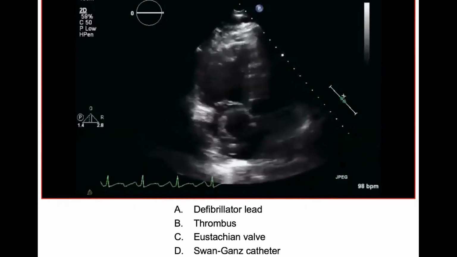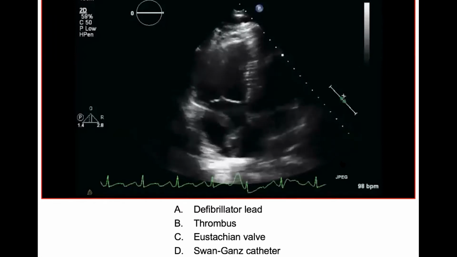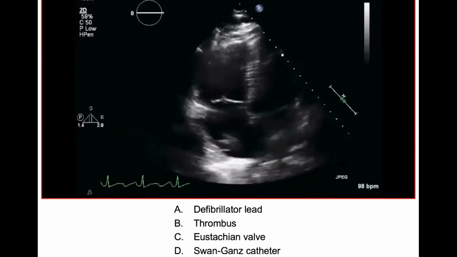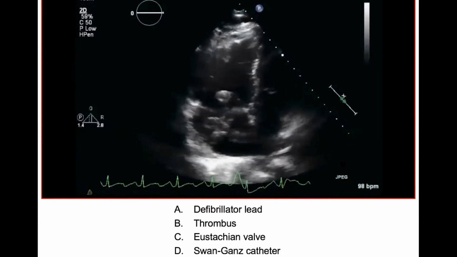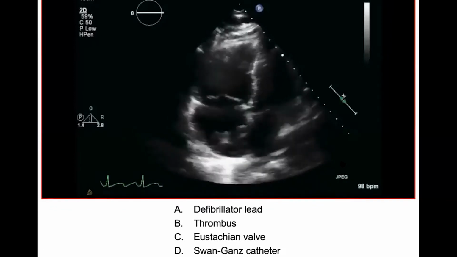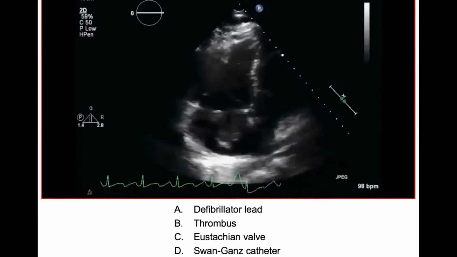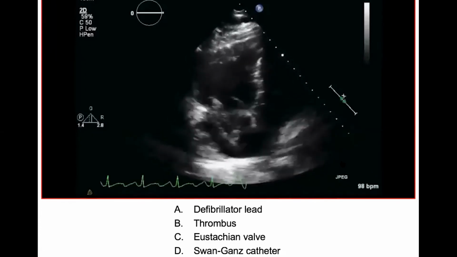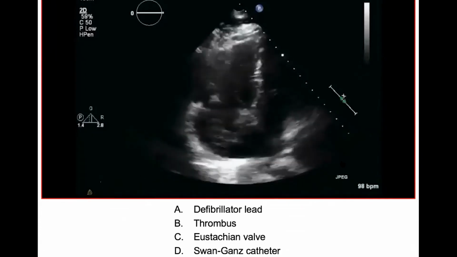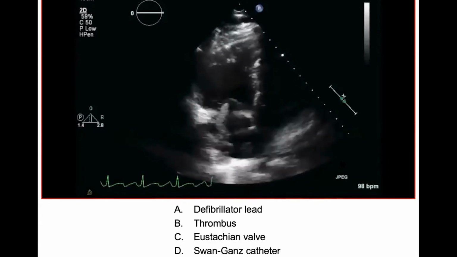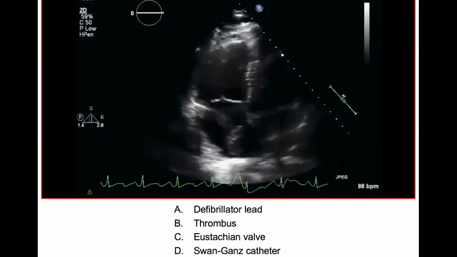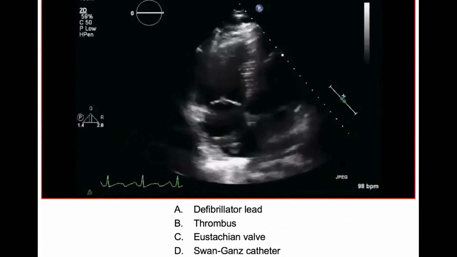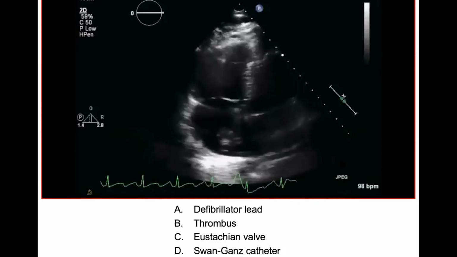Looks ugly. I agree. So what is it? It's not a defibrillator lead or Swan-Ganz catheter. At least it doesn't look like any sort of lead or catheter to me. Can it be a thrombus? Could be. Okay. And I'm not sure about the rest, but I would bet on thrombus.